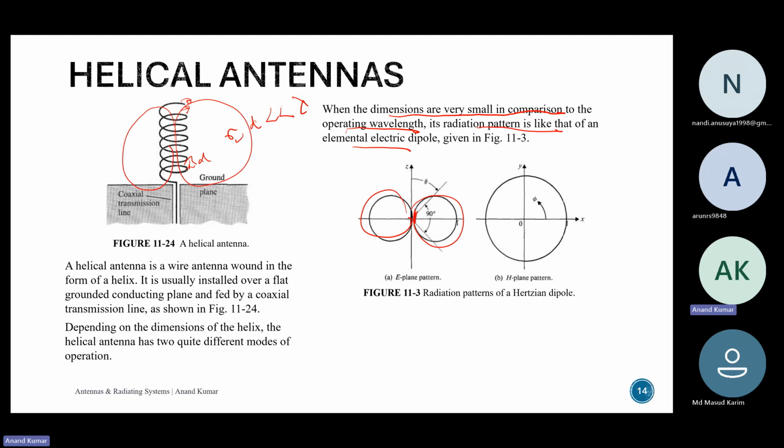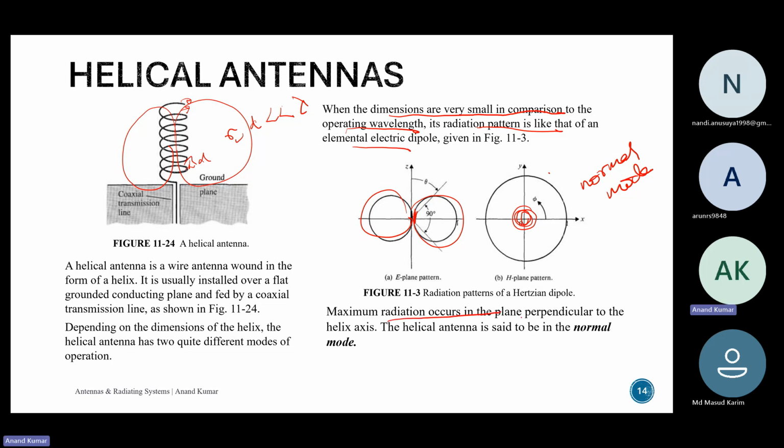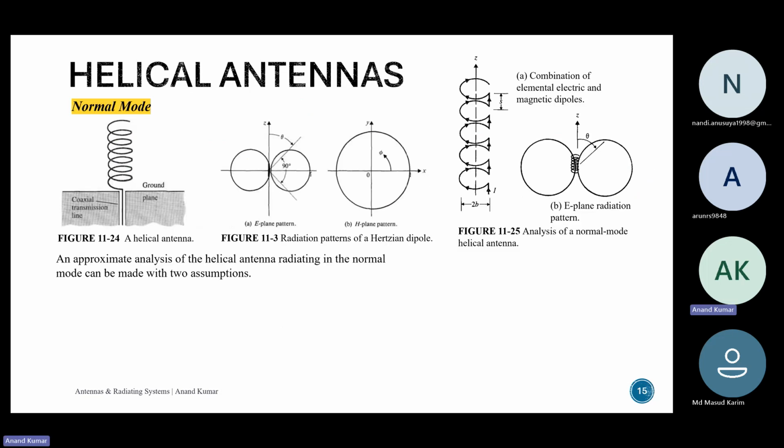If the radiation pattern is like this, and from the top the helix would look like this, the radiation pattern resembles the electric dipole. For the helical antenna, it is then said to be operating in the normal mode. The maximum radiation occurs in the plane perpendicular to the helix axis. So this is the helix axis, and in the perpendicular direction the maximum radiation happens. This is the normal mode, where the distance of separation d and the radius r are much less than lambda.